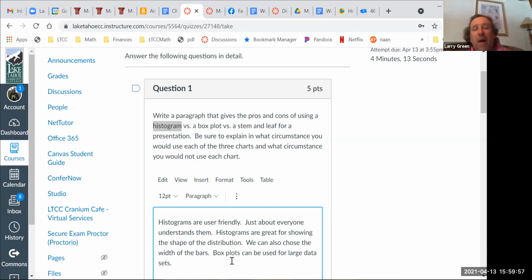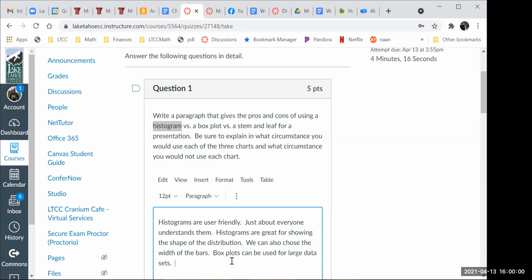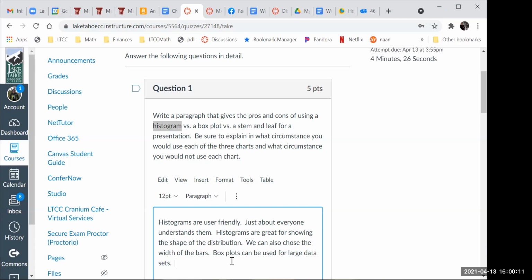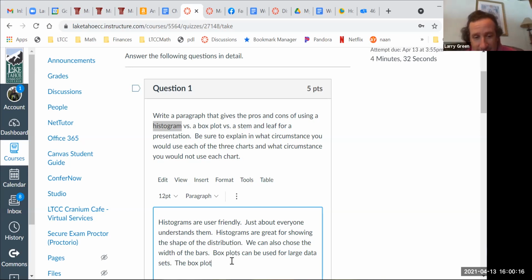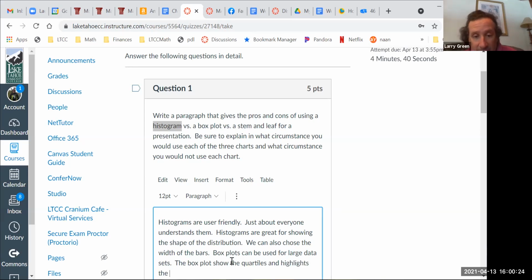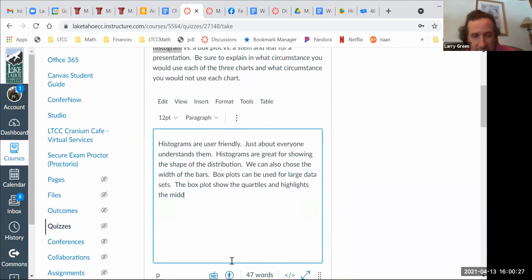And what's the word box mean? What points of the box? So the left and right of the box are what? Do you remember? Quartiles. So the box plot shows the quartiles and highlights the middle 50% of the data. It does that really well because that's a main thing for the box plot.